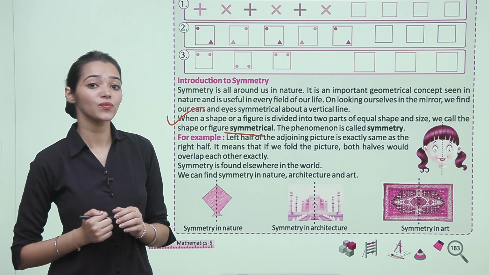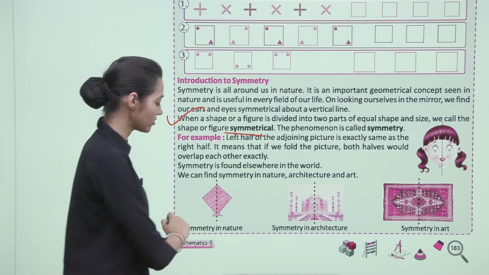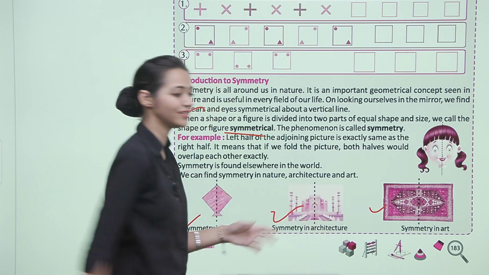Symmetry is found elsewhere in the world. We can find symmetry in nature, architecture and art. Symmetry in nature, architecture, and here is the symmetry in art.